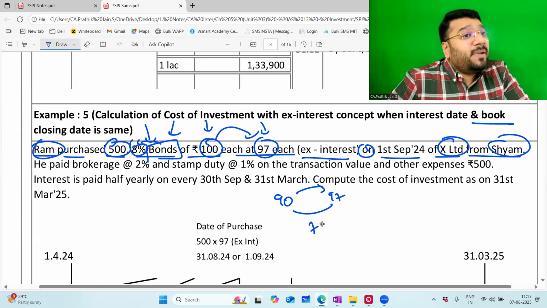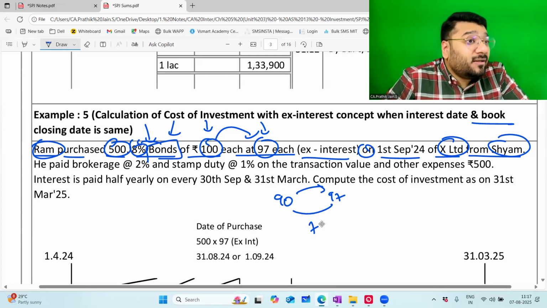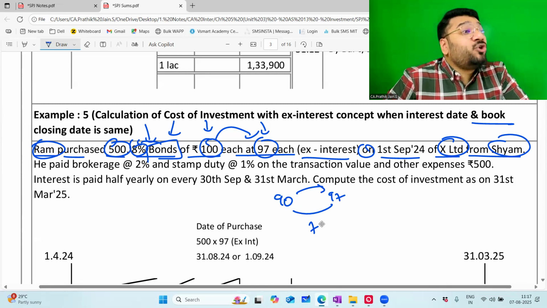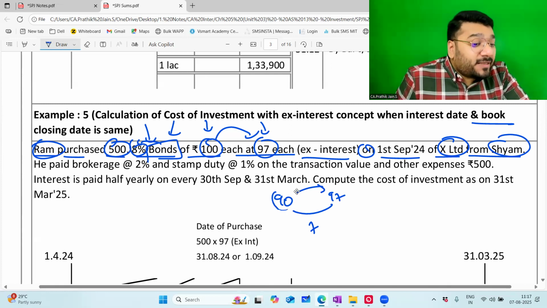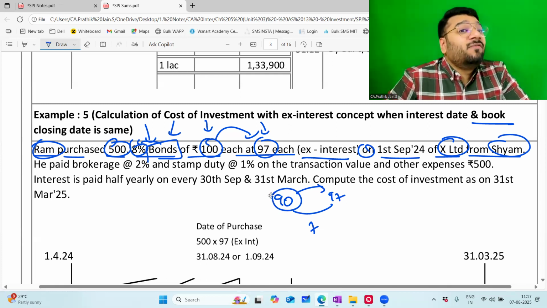So here the bonds are issued at a discount. When the issue price is less than the face value, we call that a discount. Sorry, not debentures, bonds issued at discount. Possible, not possible? Possible.